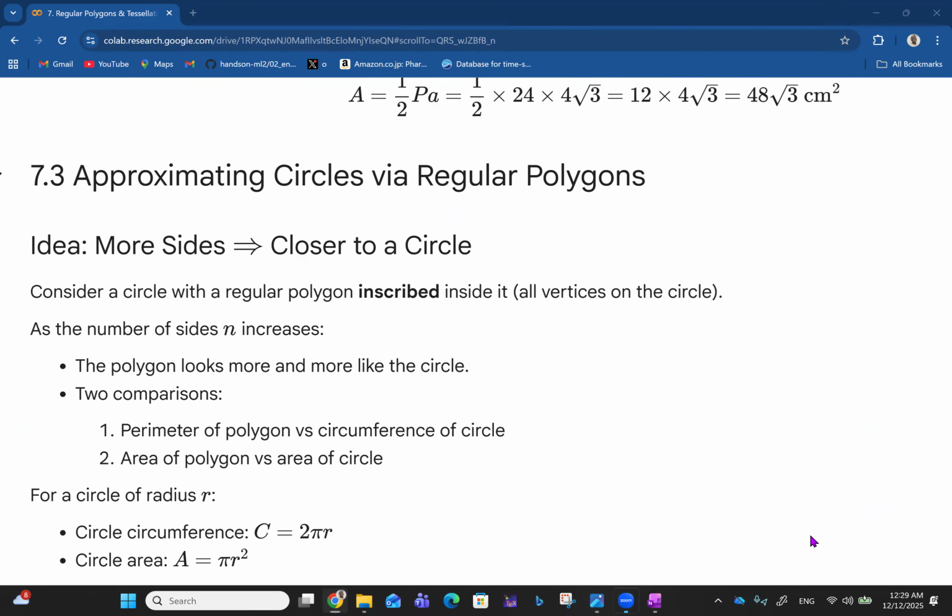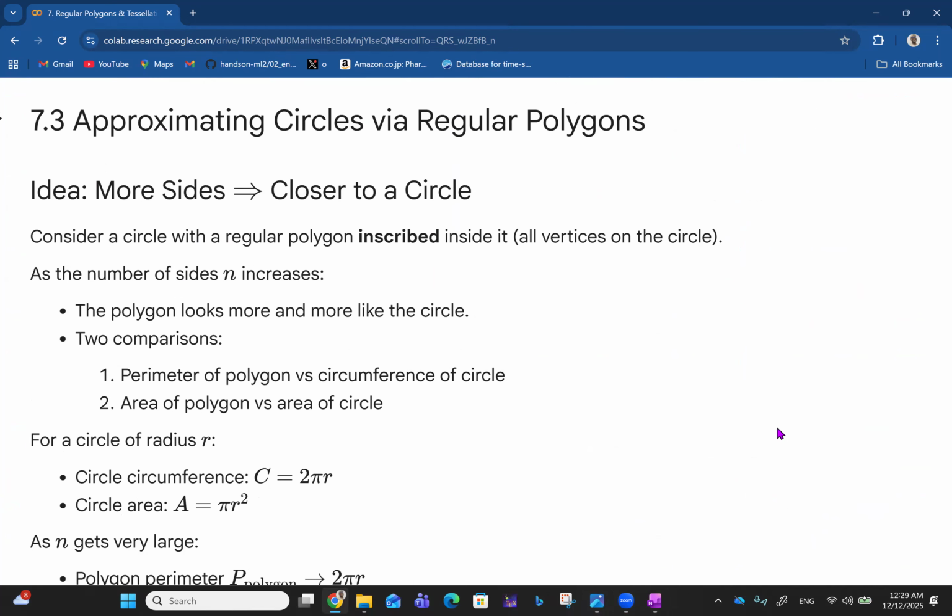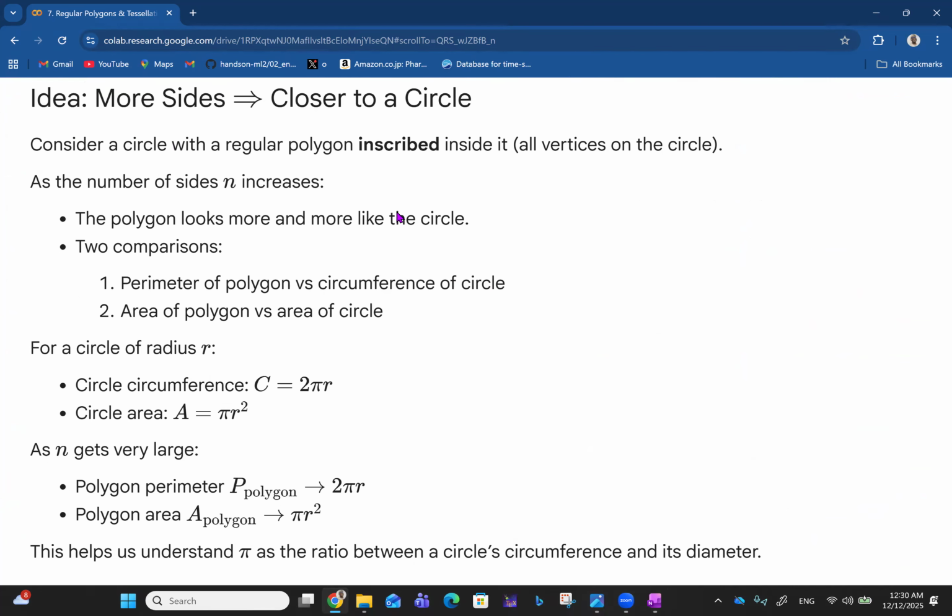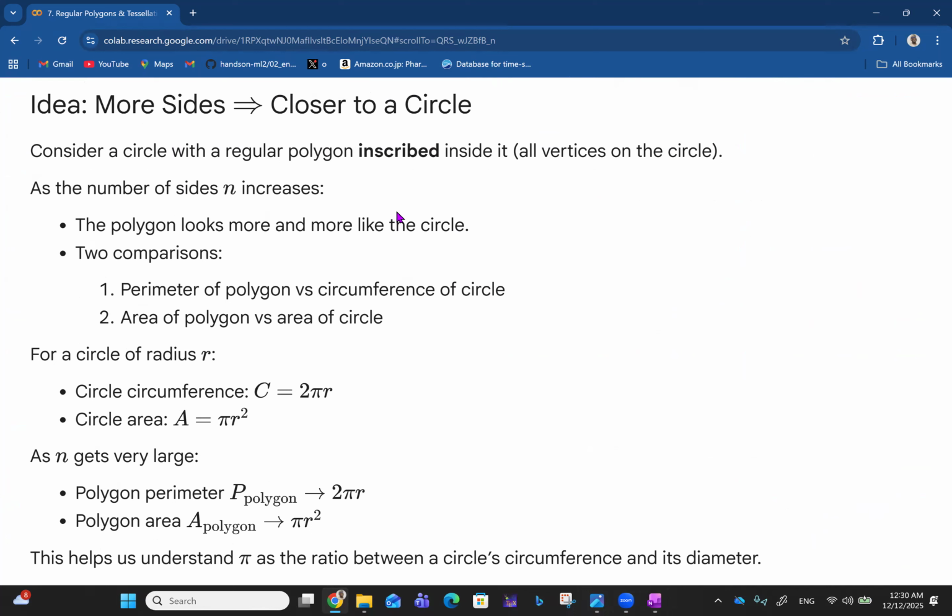So we can approximate circles via regular polygons. The idea is that the more sides a polygon has, the closer it is to a circle. As more sides are added, it's shaping up more like a circle. So consider a circle with a regular polygon inscribed inside it, all vertices on the circle. As the number of sides n increases, the polygon looks more and more like the circle.